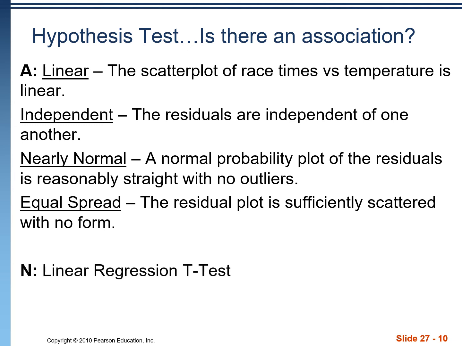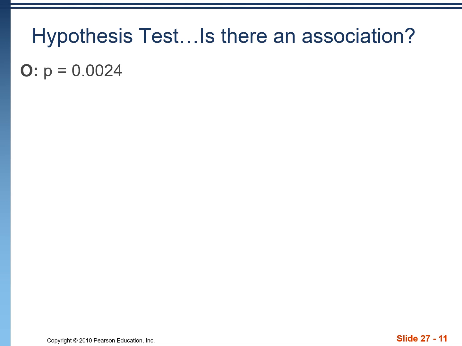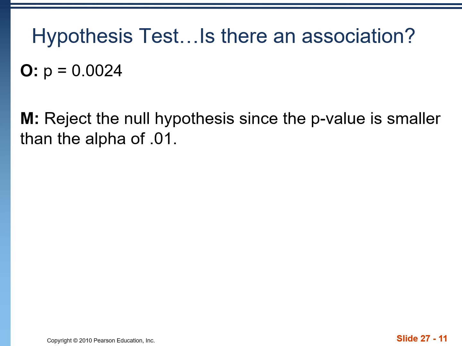This is a linear regression t-test for the name of this hypothesis test. We put it into our calculator, we get a test statistic of 4.1634, and degrees of freedom changes a bit from what we did in the last unit. It's actually n minus 2. So our sample size was 11. There's 9 degrees of freedom. Our p-value is 0.0024, and we use that to make our decision.